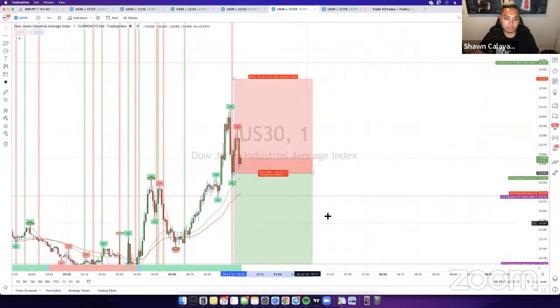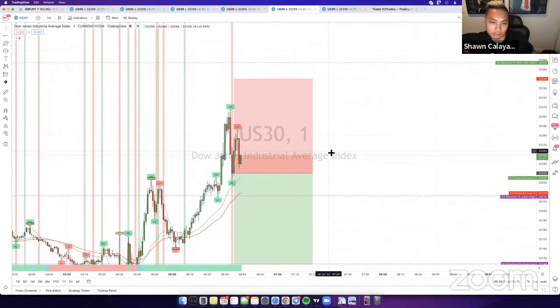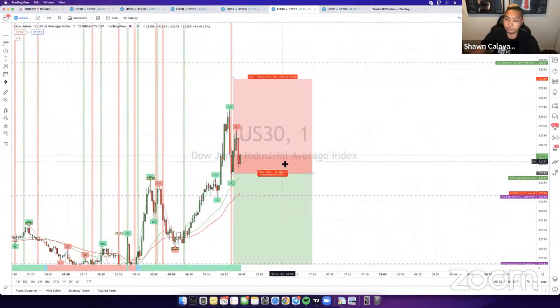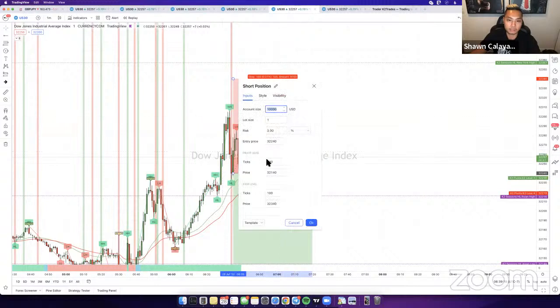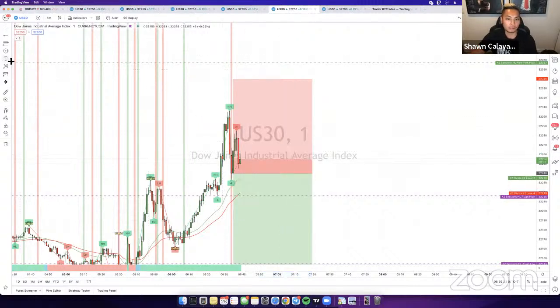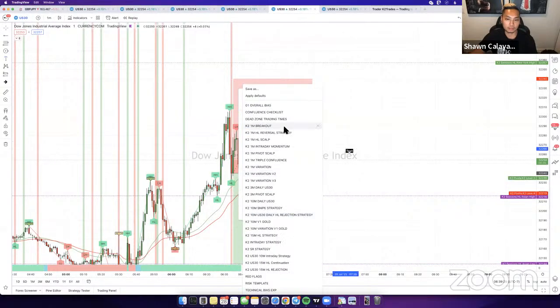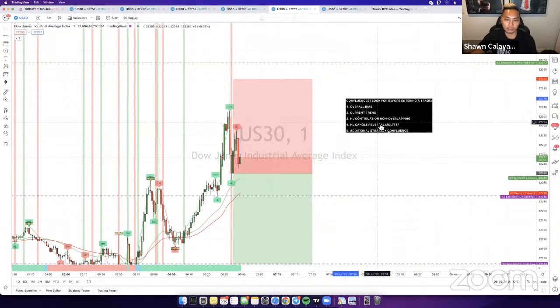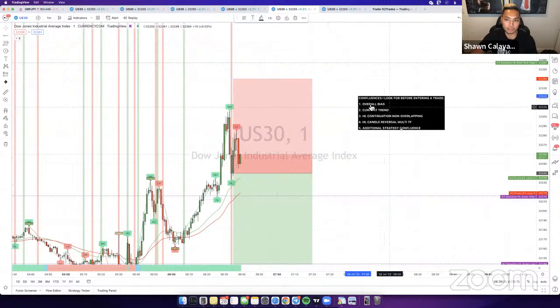So actually, I take that back, guys. I wouldn't have taken this trade here because I'm looking for a buy. The confluences here don't necessarily line up because we're looking for a buy here. So for the daily on this, we would still look at the confluence checklist and it would be for a buy because the overall bias right here is bullish. So that wouldn't apply for a sell.